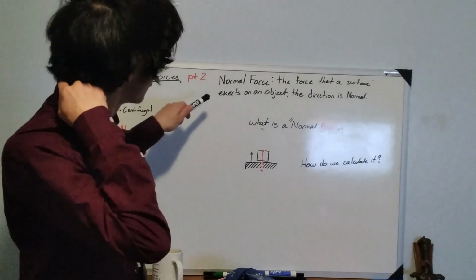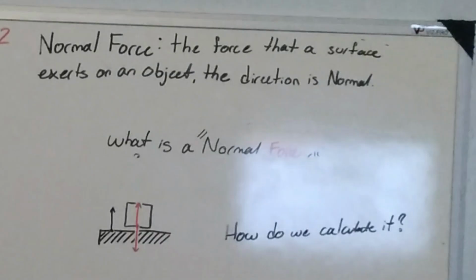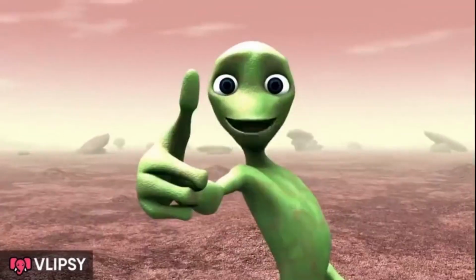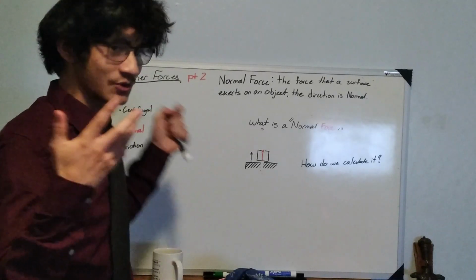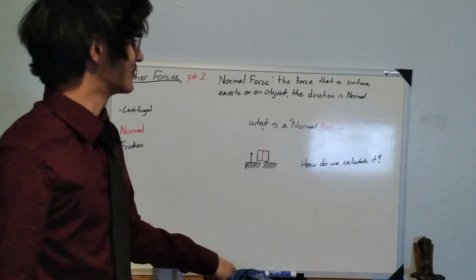So the definition of normal force is the force that a surface exerts on the object in the normal direction, with both direction and magnitude. Okay, so we know what the direction is. How do we find the magnitude?